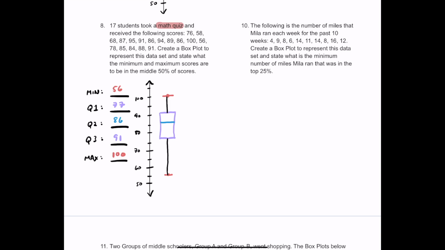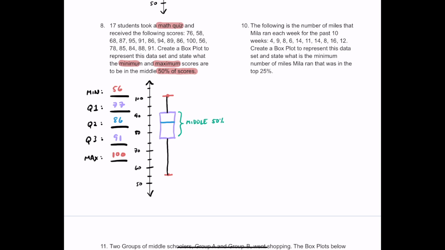Okay. Now, what does the question ask us? It asks us to state what the minimum and maximum scores are to be in the middle 50% of the scores. Well, again, the minimum and maximum to be in the middle 50%. So let's kind of just mark that up. Right here, oops, I can do that better a little bit. Here is the middle 50% of the data.